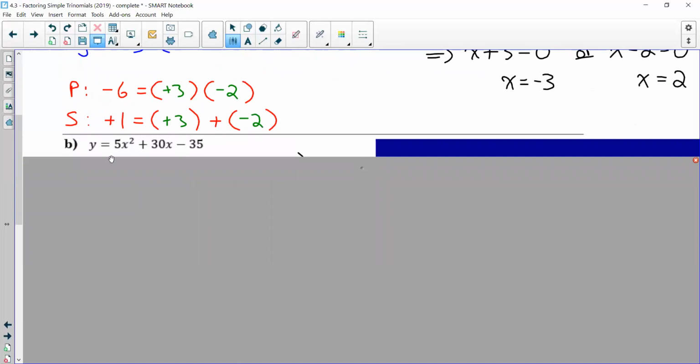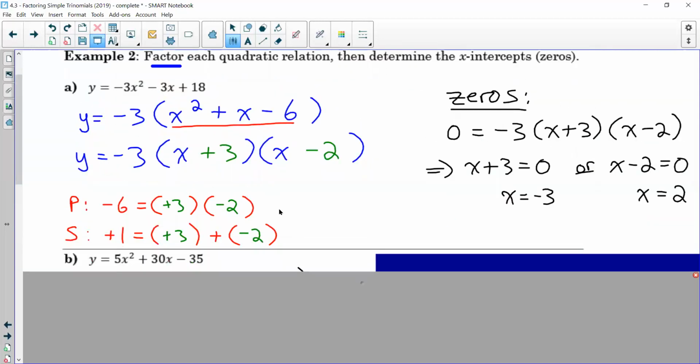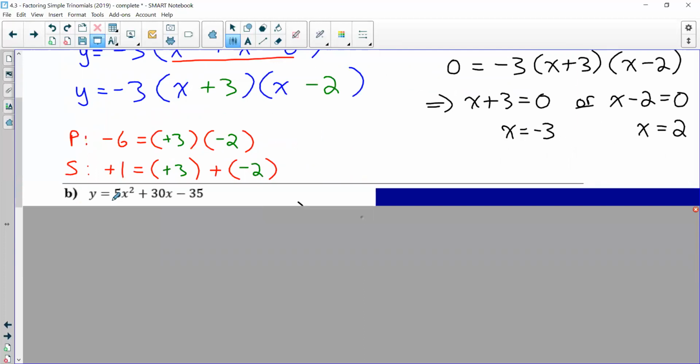Next one, we also have a quadratic in standard form. And again, part of the same question, we're asked to factor. So we have to always look for a common factor first. So it looks like 5 will work. 5 does divide into 30 and 35 evenly.